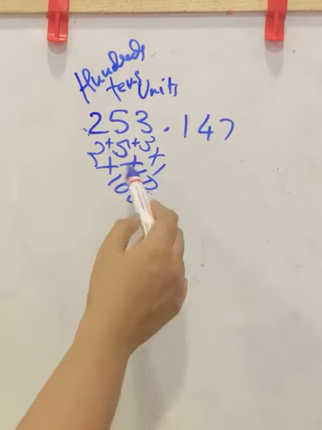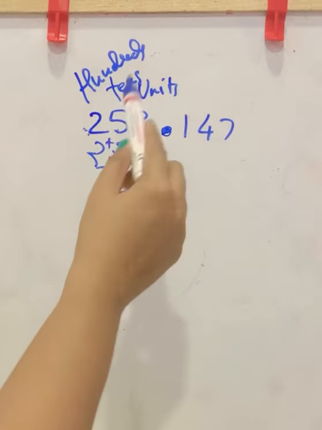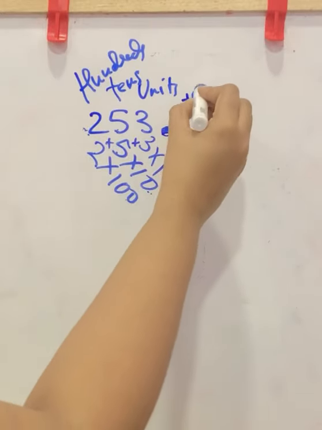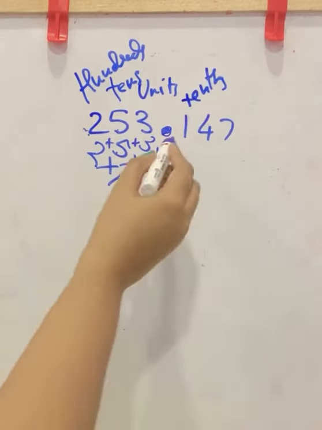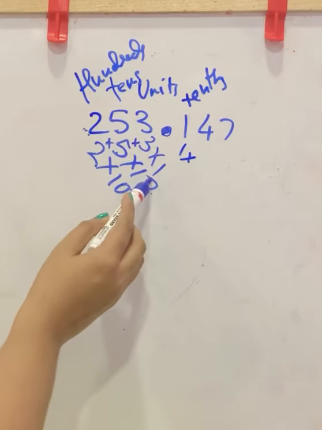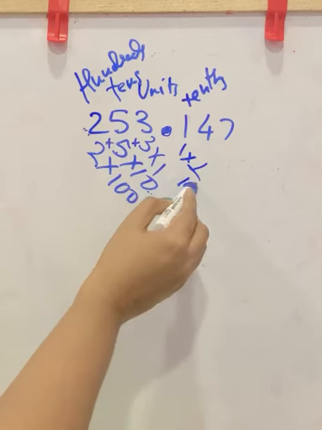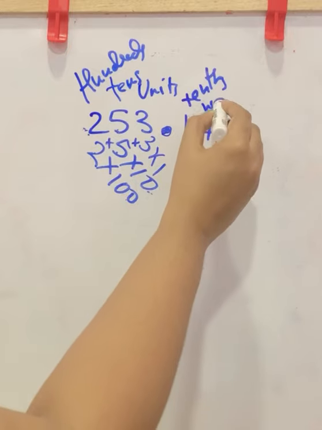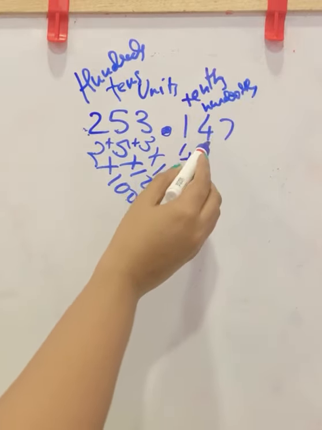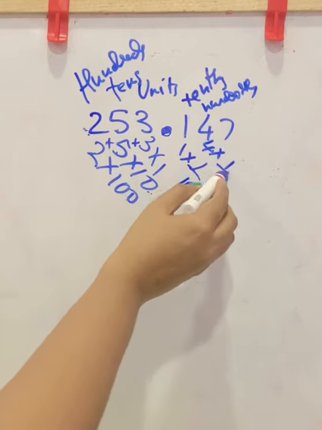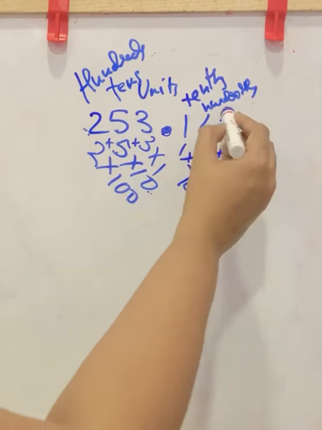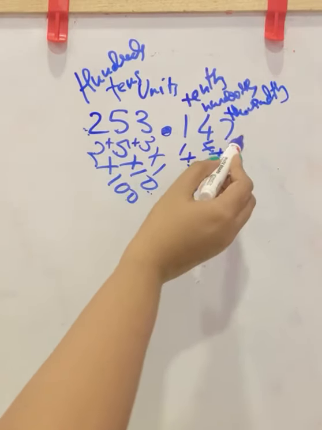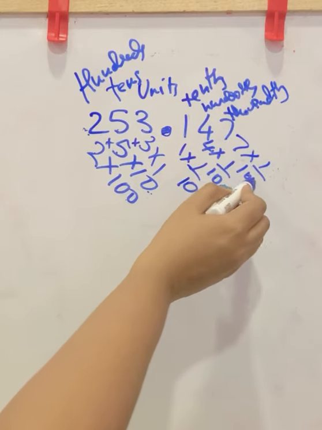What about the digits after the decimal? This is the decimal point. After the decimal, this is called the tenths place, and this is 1 into, instead of 10, we write 1 by 10. Tenth means 1 by 10. Now this is the hundredth place, and it is written as 4 into 1 by 100. Now this is the thousandth place, and it can be written as 7 into 1 by 1000.